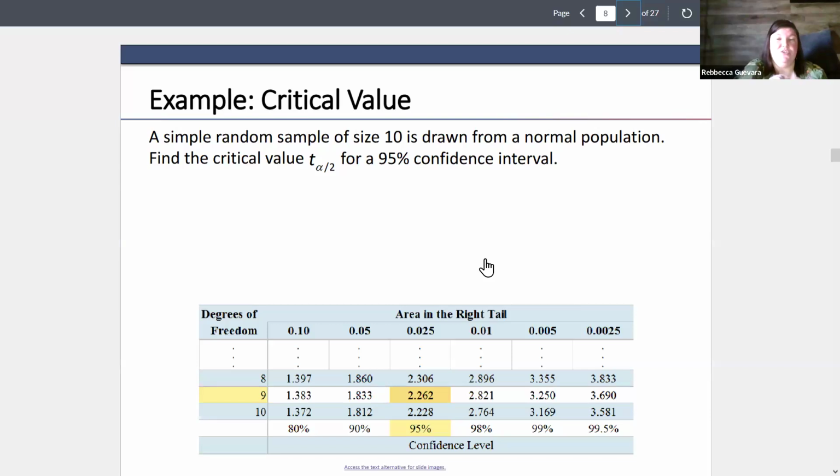Okay, so I'm going to take us to the real t-table here in a bit, so you can see what this really looks like. But we have a simple random sample that has a size of 10 and is drawn from a normal population. The same kind of rules apply: as long as the population is normal or my sample size is greater than 30, then we should have a normal distribution of t-scores. So a lot of the same rules apply here.